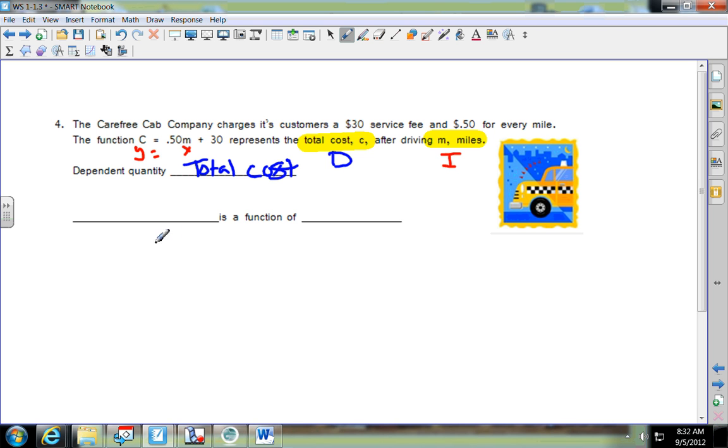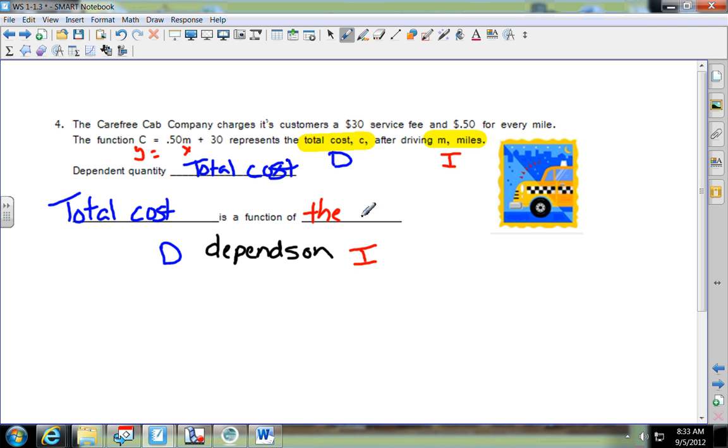Remember that it says blank is a function of. Function of is the same as depends on. So the dependent depends on the independent. So the total cost is a function of the number of miles.